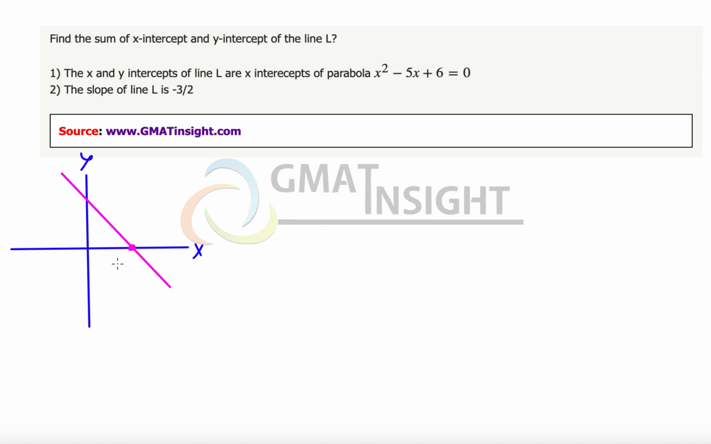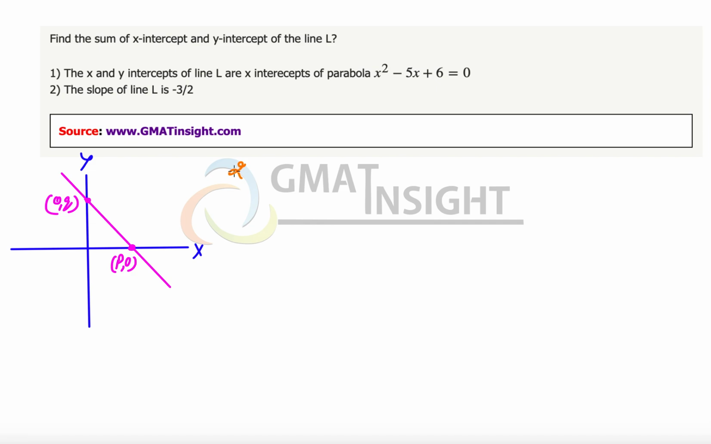If I mark this particular point as p, 0 and this particular point as 0, q, then q is the y-intercept. That means the y-coordinate of the point where the line cuts the y-axis is the y-intercept, and the x-coordinate of the point where the line cuts the x-axis is the x-intercept. So knowing this basic information, let's quickly look at the statements.